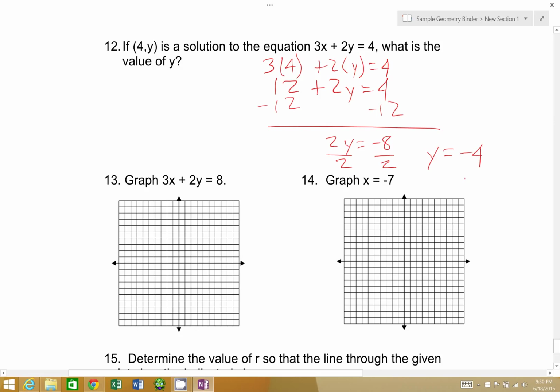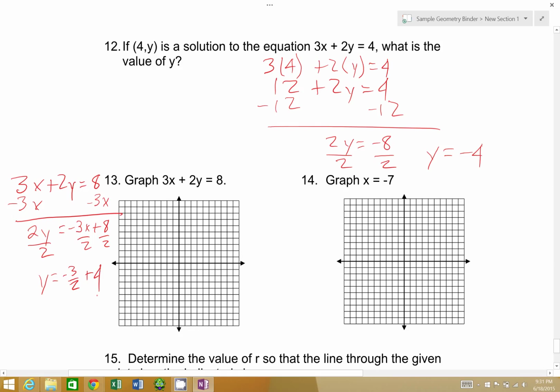All right? Now, graph the equation 3x plus 2y equals 8. Remember, in order to graph something, I want this in my y equals mx plus b format. I don't want it in anything else, so let's get it over there. So let's rewrite this, 3x plus 2y equals 8. Let's subtract 3x from both sides. So I get 2y equals negative 3x plus 8. Let's divide by 2. So y equals negative 3 halves x plus 4.